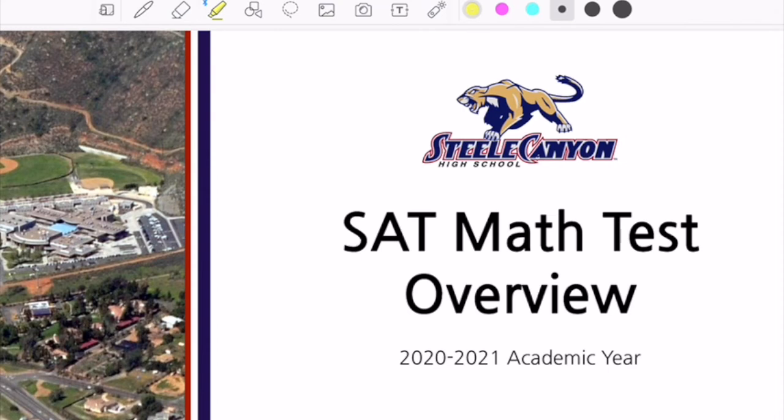Hi everyone, today we're going to be going over a general overview for the SAT test. Make a note on this slide that for 2021, there are 4 remaining test dates that you could register for. The SAT this year is being given on June 5th, October 2nd, November 6th, and December 4th. And so those are the 4 remaining test dates for 2021 that you could register for.